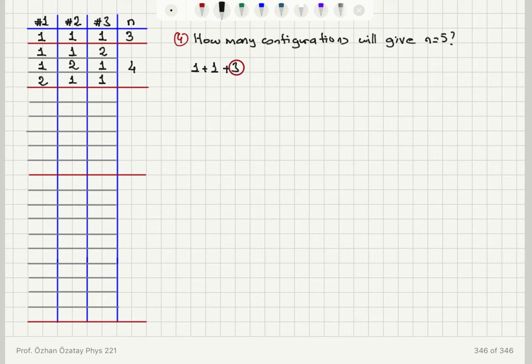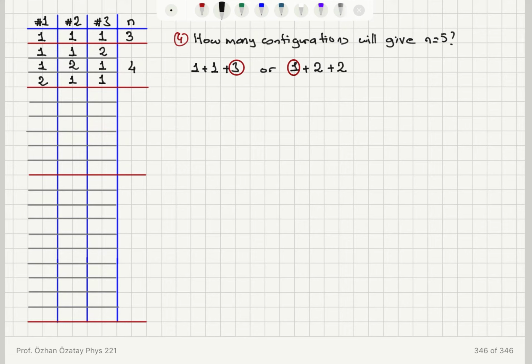Another possible scenario, if 1 is the first die, then I can have 2 as the second one and 2 as the third one, and this 1 can travel around, so it can be the first die is 1, second die is 1, or third die is 1, while the others are 2. And these are the two scenarios basically that give me n equals 5.